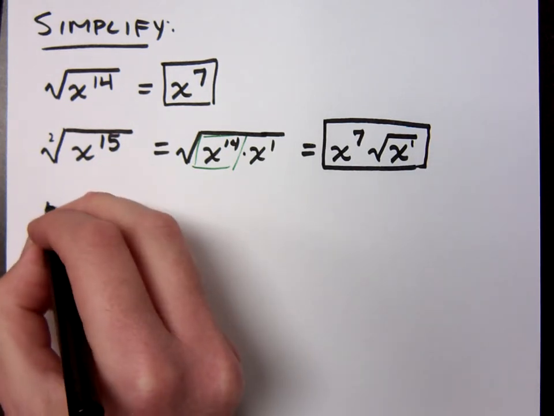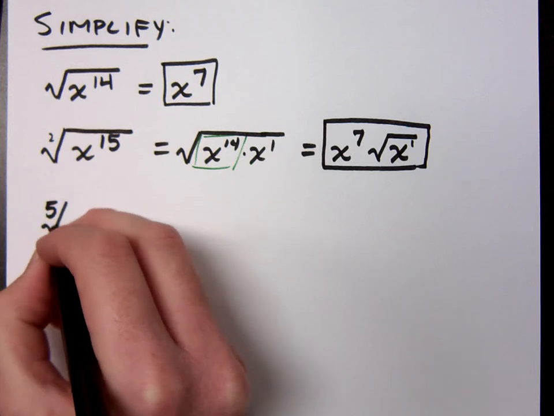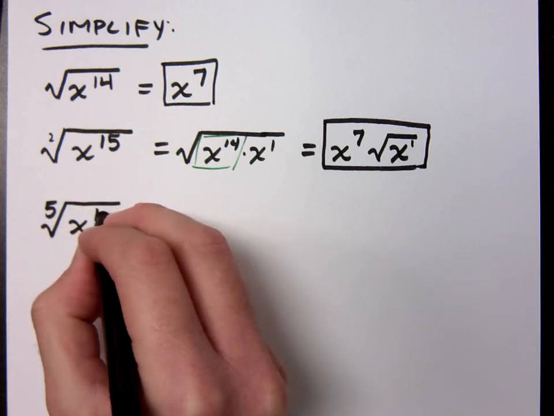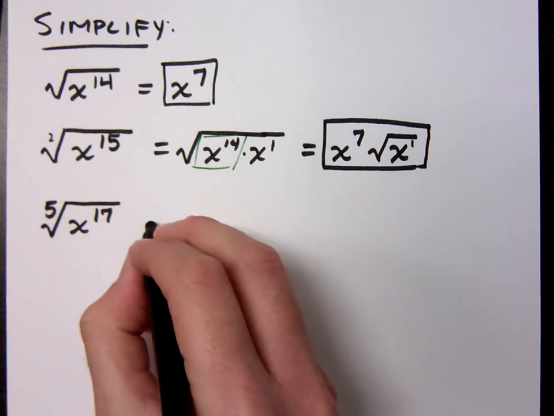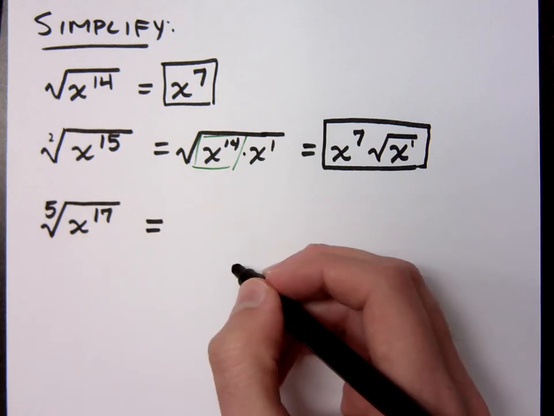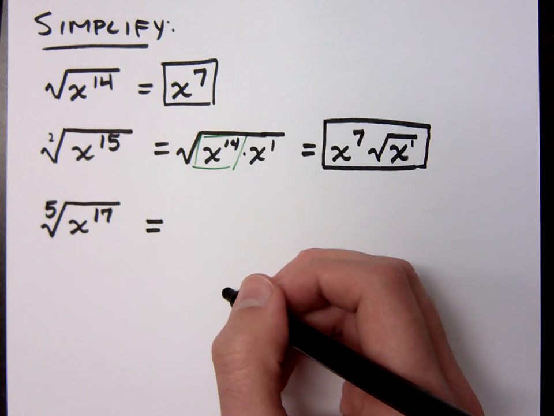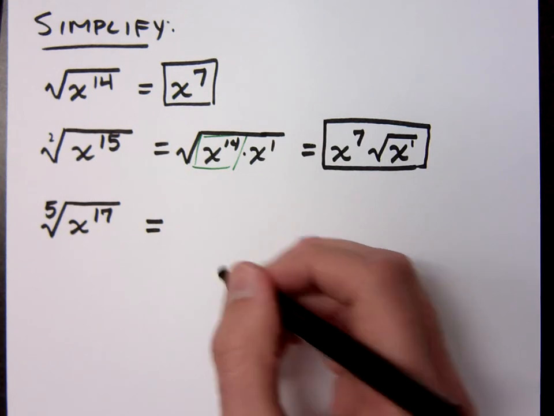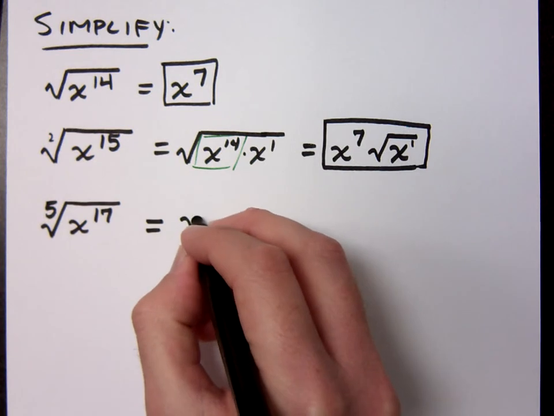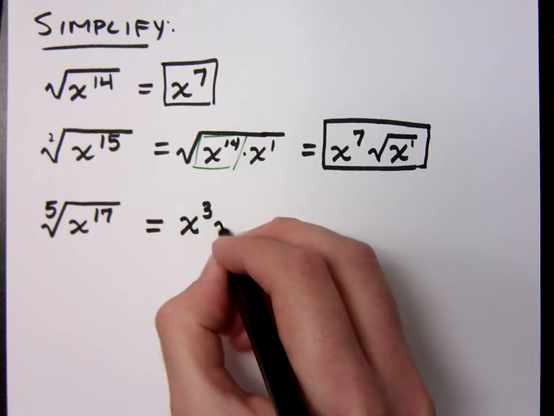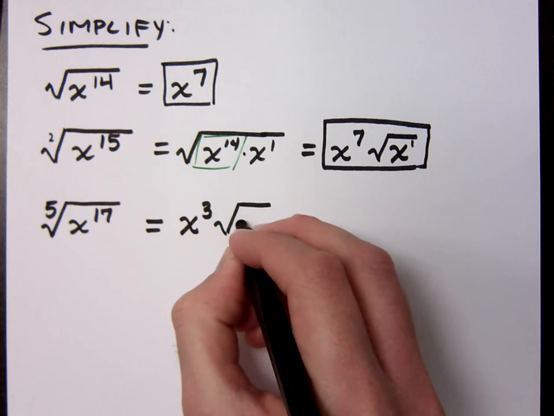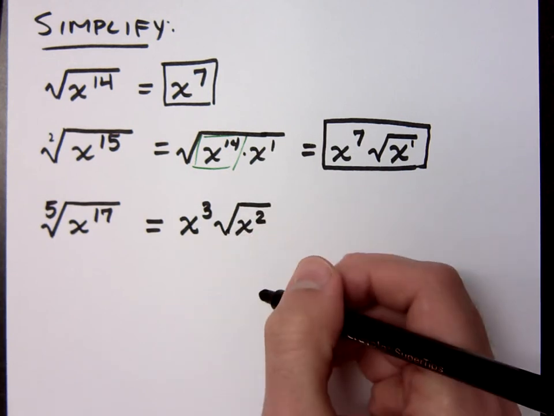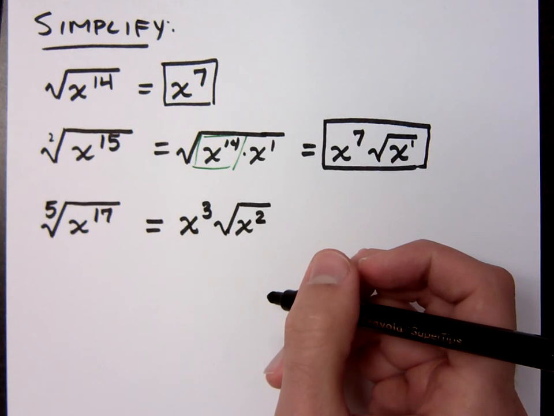So what do you think would happen if I wrote this? If I said the 5th root of x to the 17th? Does 5 go into 17 evenly? No. 5 goes in here 3 times, 3 times with the remainder of what? So you'd have 2 factors of x left over. Do you all agree? That's awesome.